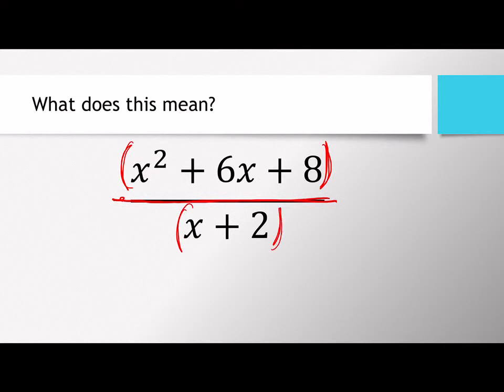And what does this mean? I have x squared. I'm going to draw little algebra tiles. 6 x's, 1, 2, 3, 4, 5, 6, and 8 units. Okay, they're all open because they're not negative. And what I need to do is divide by x plus 2. This is x plus 2 right here. I need to see how many of those I can take off.